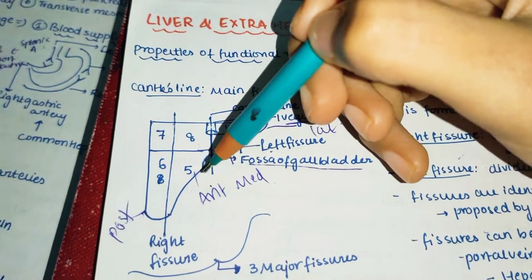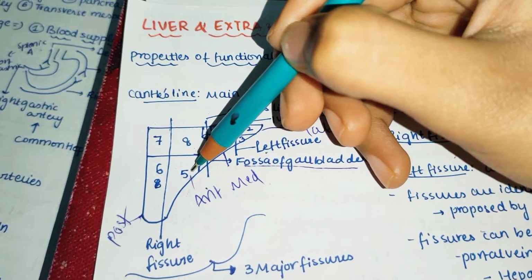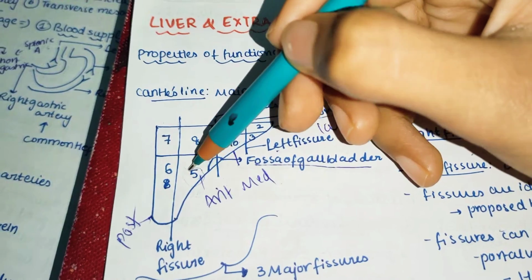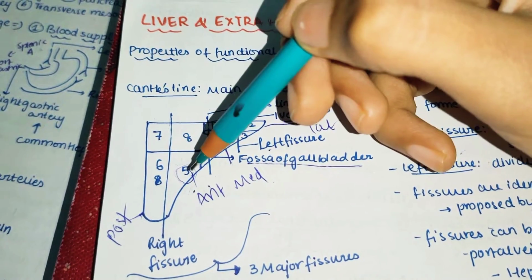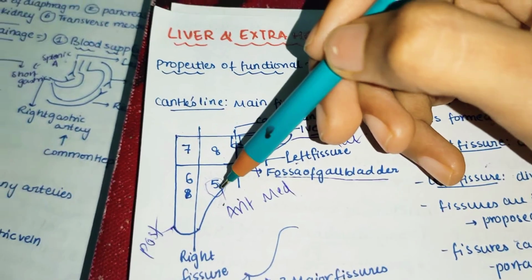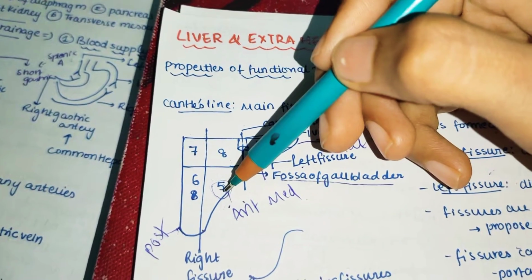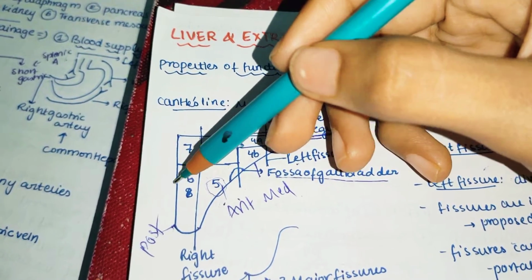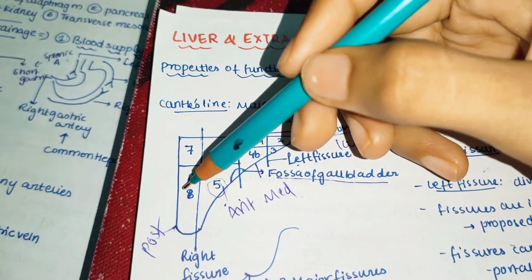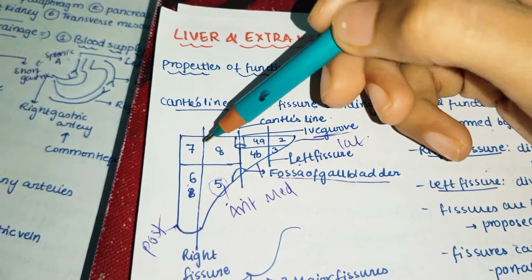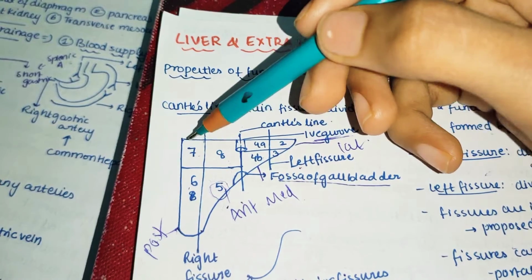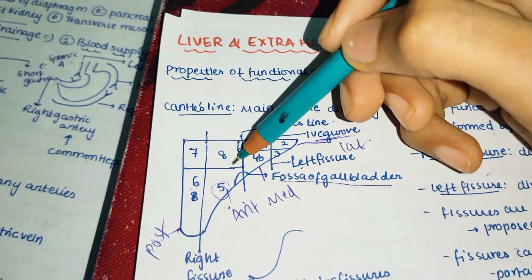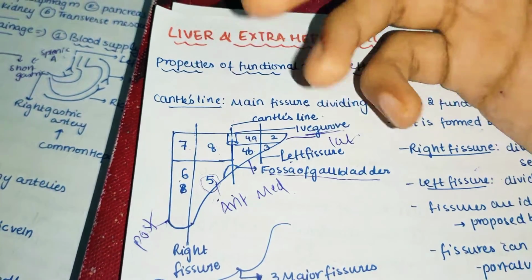If you see here, the fifth one is right anterior inferior. This is the right anterior inferior segment because it is on the right side, it is on the anterior side, and it is on the inferior side. And the sixth one is in the right posterior segment, right posterior inferior. The seventh one is right posterior superior. The eighth is also superior, right anterior superior. This is anterior. So according to the names you should just name them.